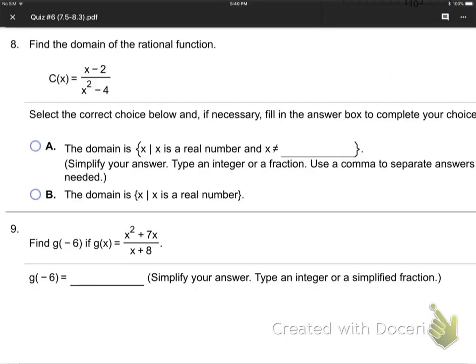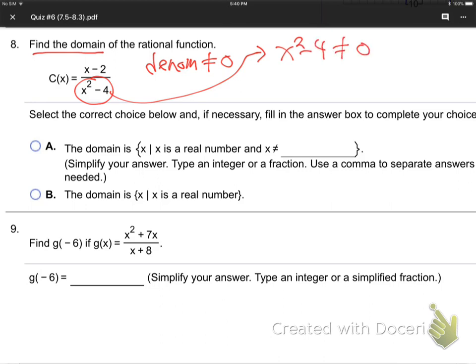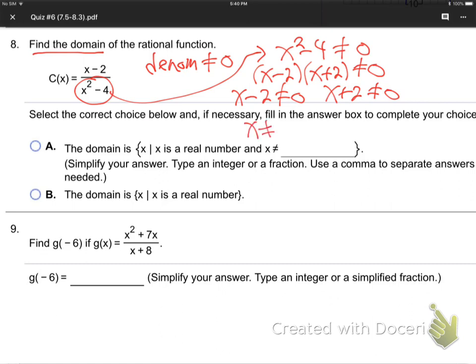So number 8 here says find the domain. How do we find the domain? We take the denominator and we say denominator cannot equal 0. So I grab that denominator and I say, okay, denominator, you cannot be 0. Now that needs to be factored. That's x minus 2, x plus 2, not equal to 0. So you set each one not equal to 0 separately, right? Because if two things multiply to be 0, either one could be 0. So that means x cannot be 2 or x cannot be negative 2.